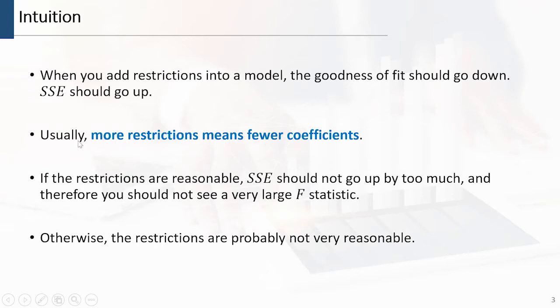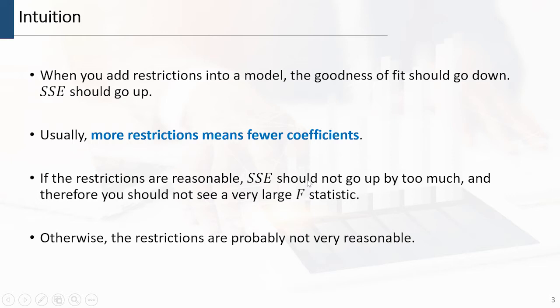And not surprisingly, when you have more restrictions in your model, it means you have fewer coefficients, because restrictions are usually in the form of whether a coefficient is equal to 0. And if you assume that a coefficient is 0, then it means that this coefficient is more or less removed from your model. So when you do this joint hypothesis testing, when the newly added restrictions are reasonable, then what you should see is that even though the sum of square residual goes up, it shouldn't go up by too much.